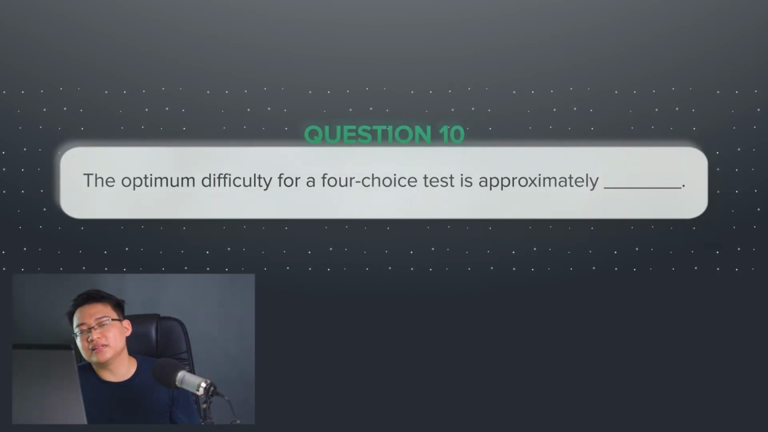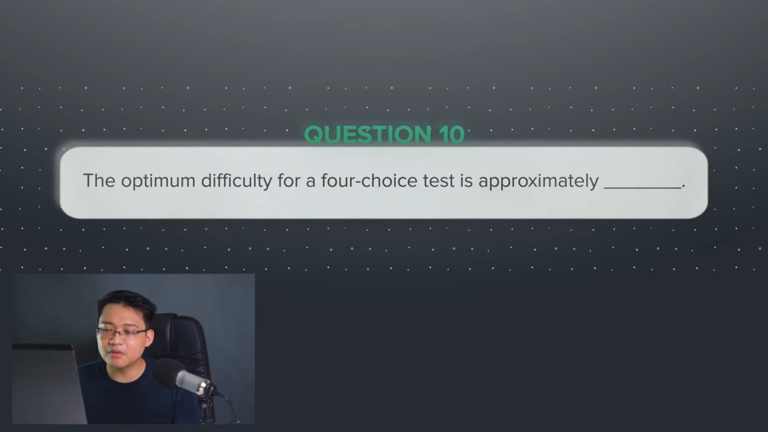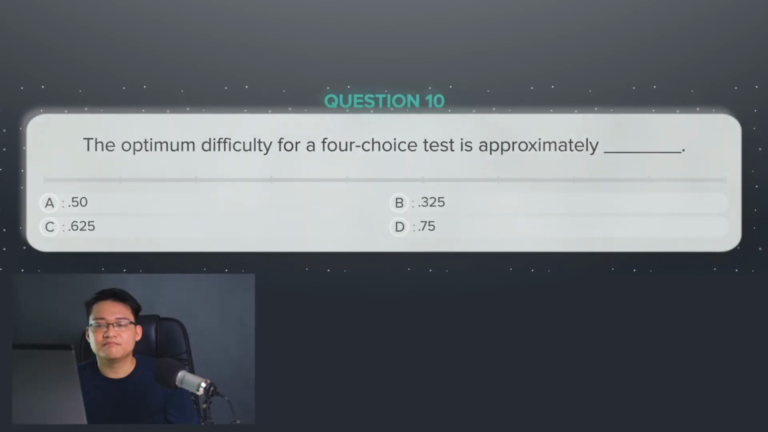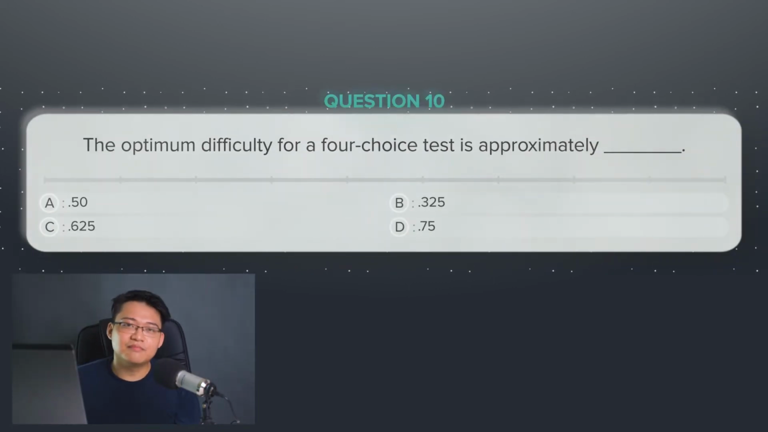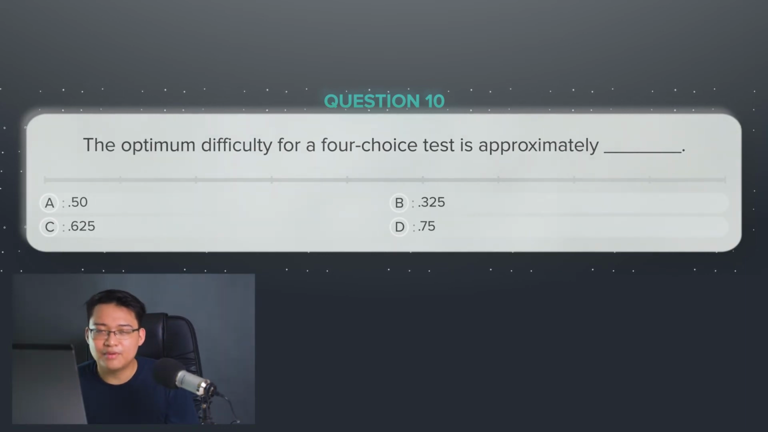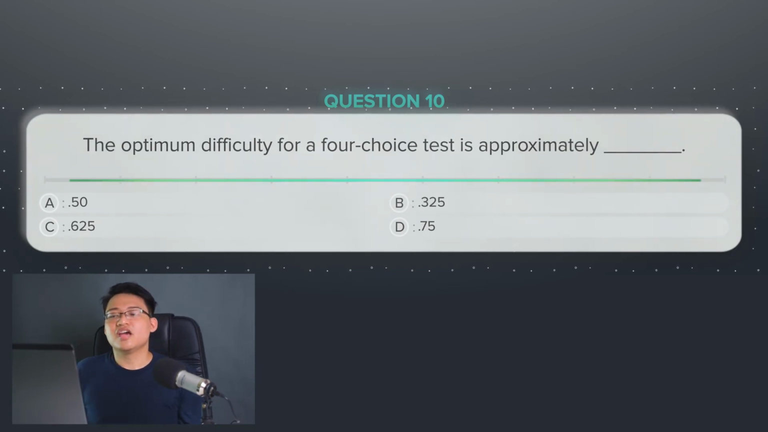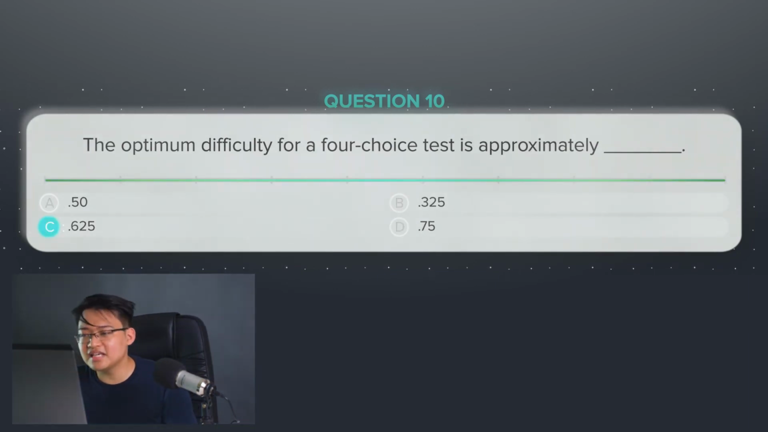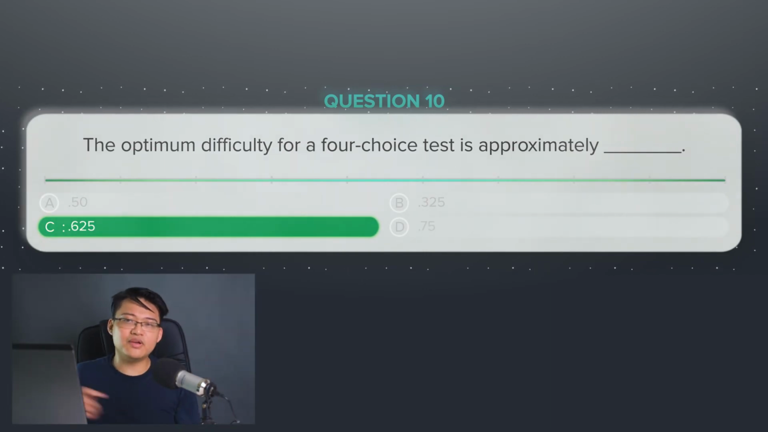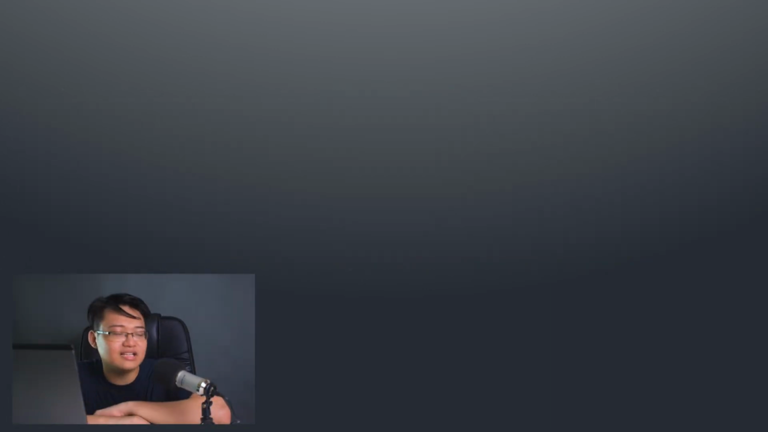The optimum difficulty for a multiple-choice test is approximately A, 0.5, B, 0.325, C, 0.625, or D, 0.75. And the correct answer is letter C, 0.625. So, here we are only talking about optimum difficulty. When we say difficulty, it means the number of test takers that got an item correct, right? And when we say optimum difficulty, that is the average difficulty ideally of the test that you will make.